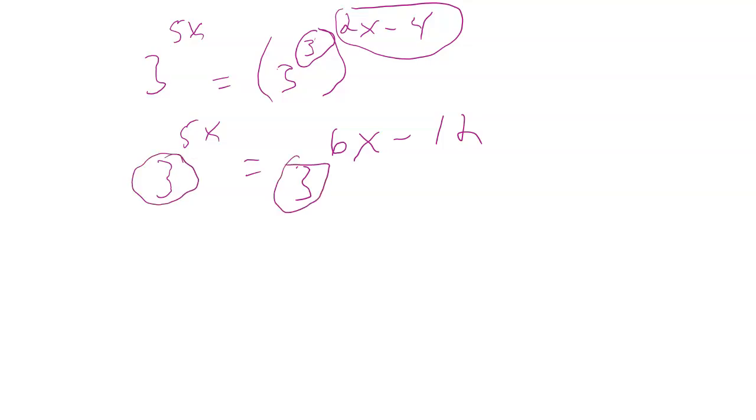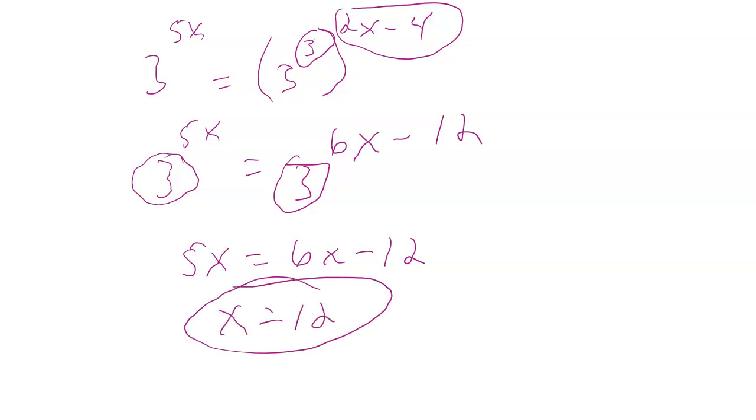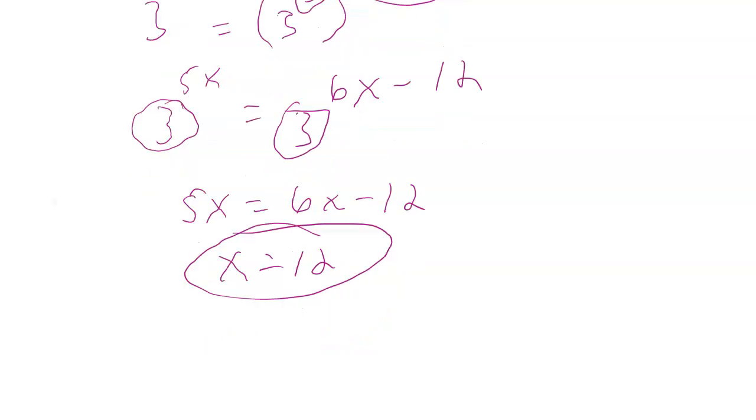Should make sense. If the bases are the same, the exponents must be the same as well if you have equality. So you have 5x is equal to 6x minus 12. And when you solve this, you'll get negative x is equal to negative 12, or x is equal to 12 as the answer. No big deal.